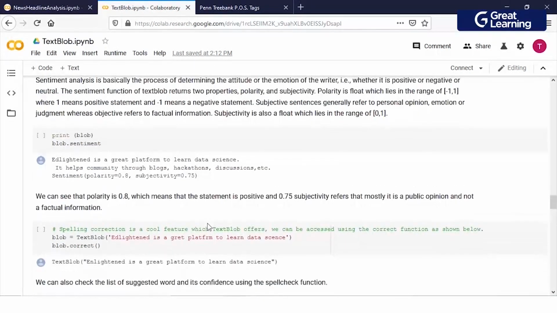I tried to do that here, and I was seeing polarity of 0.8 and subjectivity of 0.75. So it says that it is fairly able to pick up the subjectivity and the polarity, and polarity is 0.8. What would a polarity of 0.8 mean to you? Positive. I'm saying that Enlightened is a great platform to learn data science. It has community blogs, hackathons, discussions, etc. We can see polarity is 0.8, which means that the statement is positive. Mostly it is a public opinion and not something that is factual information.